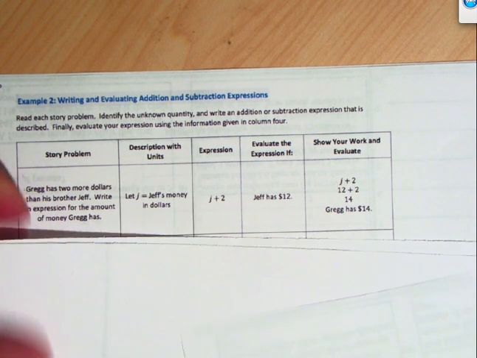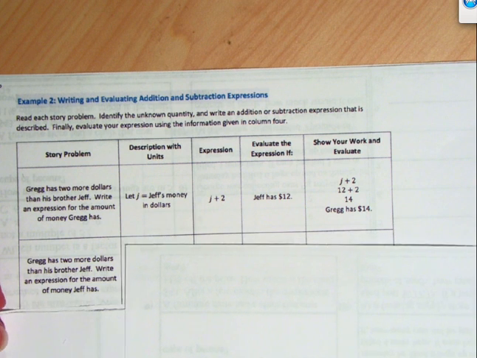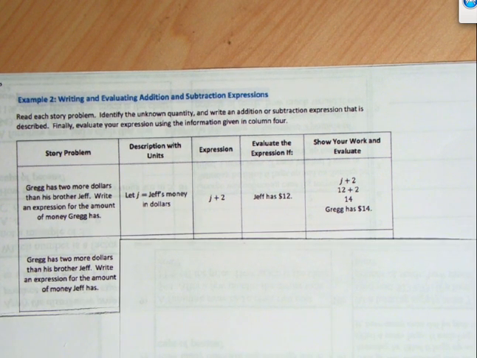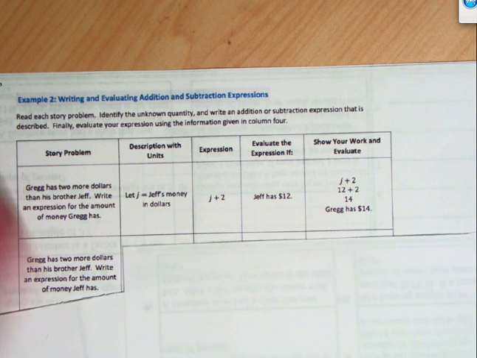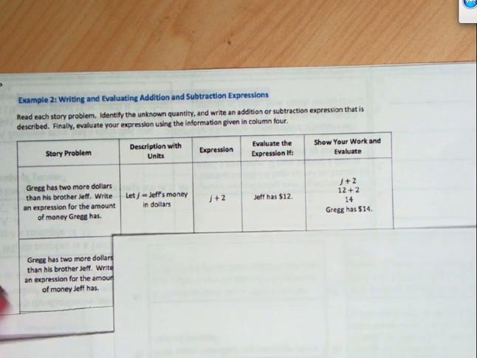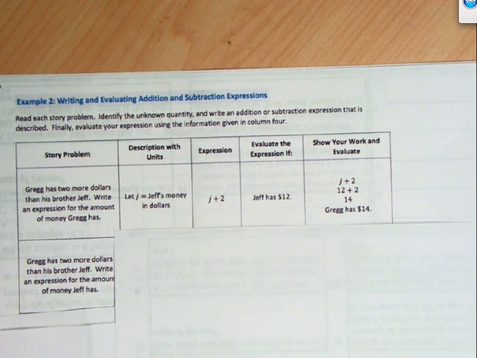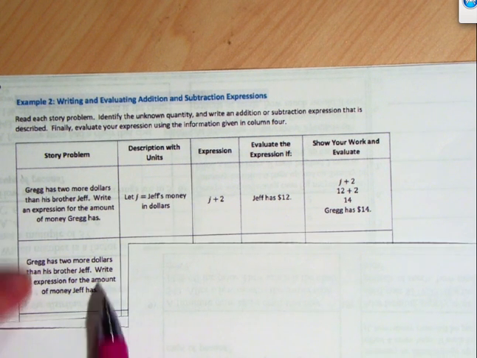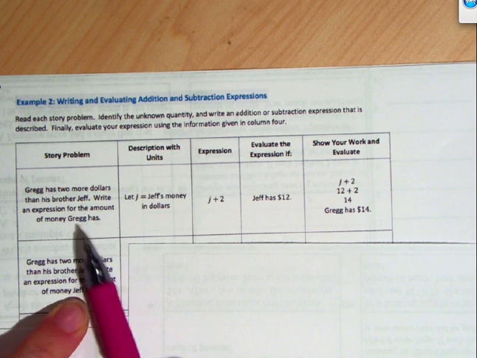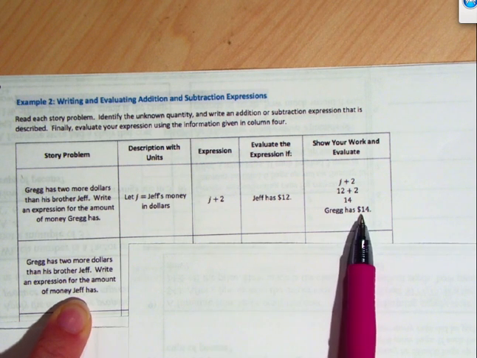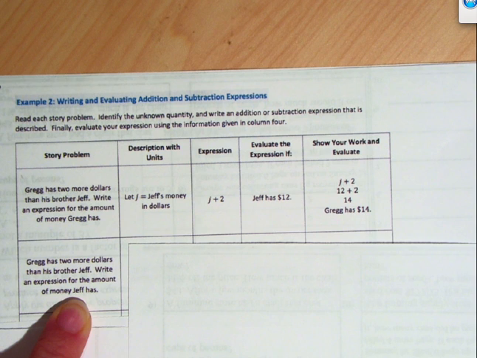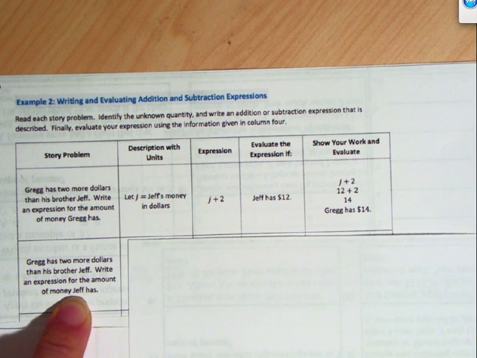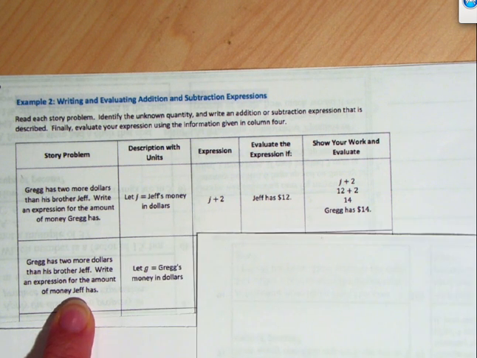Okay, not too difficult. Let's look at one more example that they have. Oh, okay, this one's kind of similar. I was like, wait a minute, it looks the same. Okay, now this one says Greg has $2 more than his brother Jeff. Write an expression for the amount of money that Jeff has. Last time we figured out Greg has 14 if Jeff had 12. We know that Greg has $2 more than Jeff. We're going to write for Jeff, so we have to represent Greg. So let G equal Greg's money in dollars.